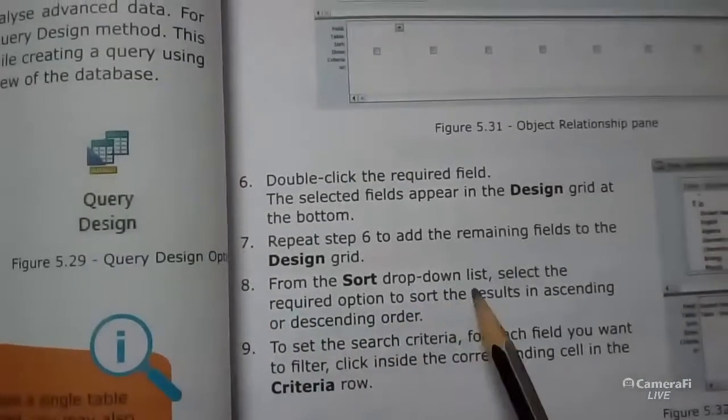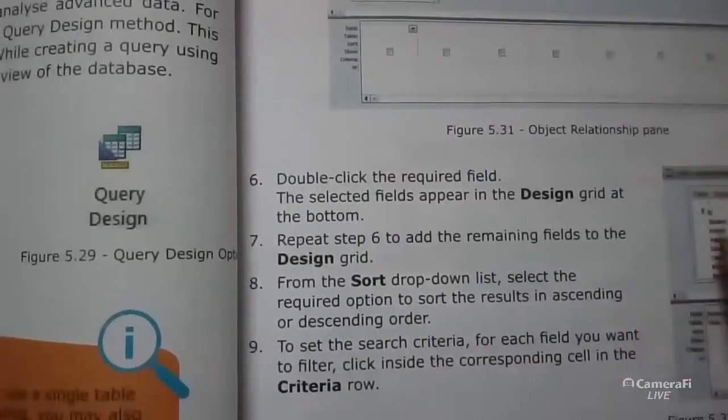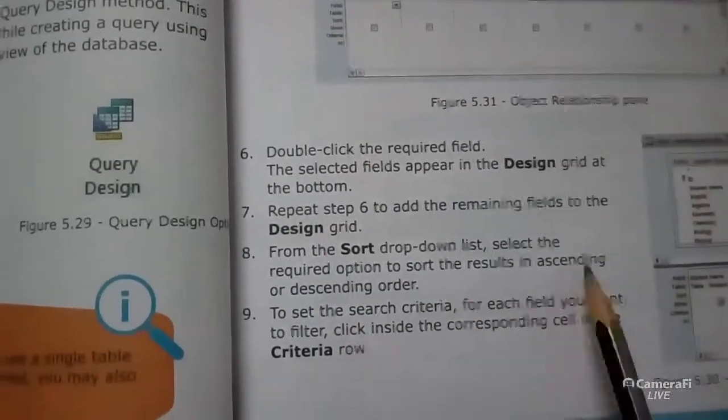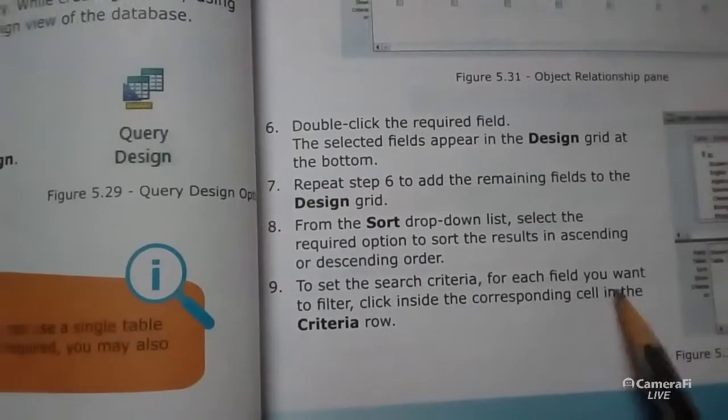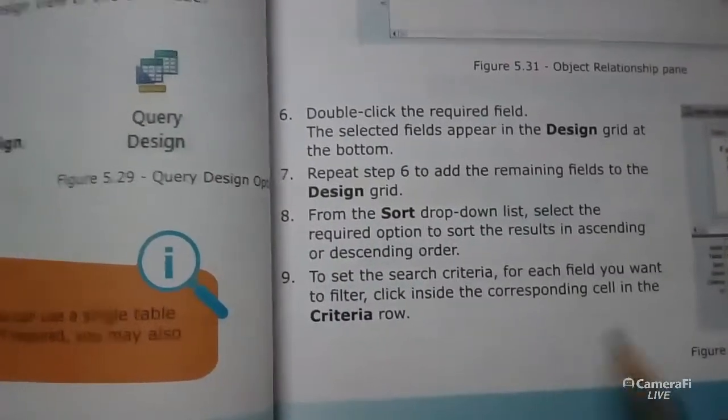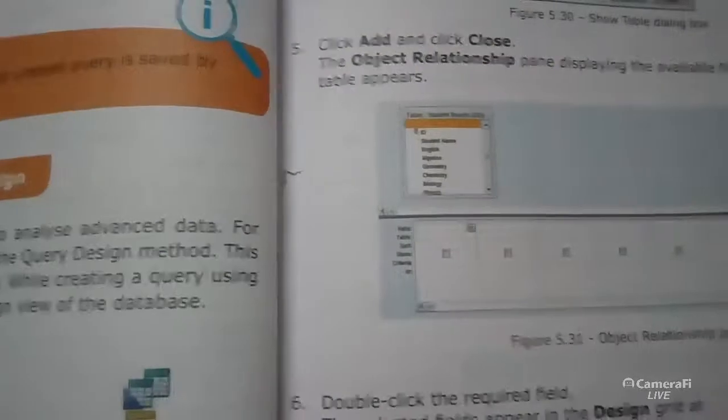From the Sort drop down list, select the required option. These options result in ascending or descending order. To set the search criteria for each field you want to filter, click inside the corresponding cell in the Criteria row. Okay. These are the steps. Now turn the page.